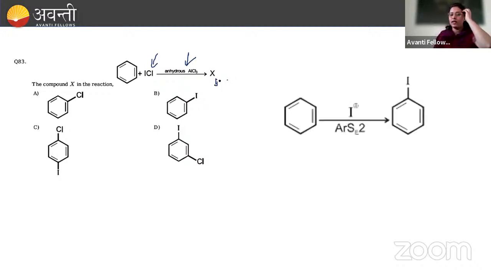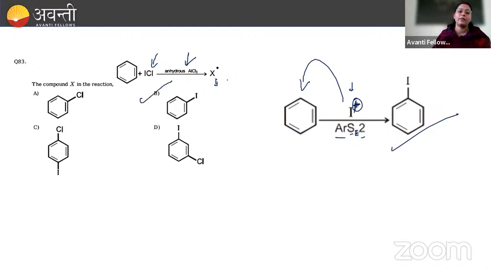So here you can see when this anhydrous AlCl3 reacts with ICl, what happens is that there is a production of the electrophile, that is I plus. Okay, so this is an aromatic electrophilic substitution reaction. Here the I plus electrophile forms and it attacks on the benzene ring, and there is a formation of iodobenzene, right? There is a formation of iodobenzene. So here our correct option, that is option B, will be the final product X.